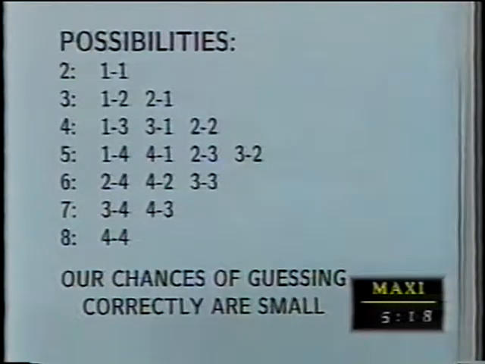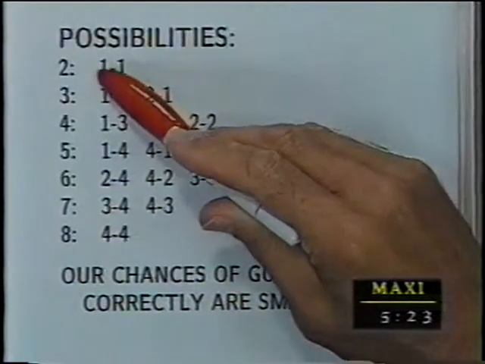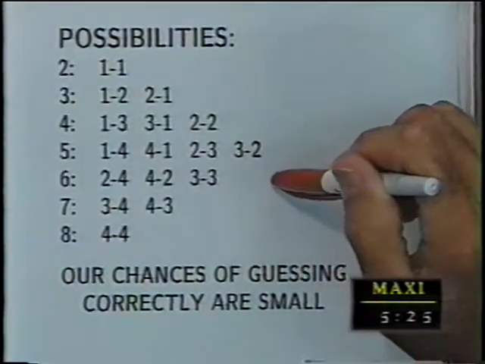Well, the possibilities are you can get a 1 and a 1. That is, I'm using the lowest number on the die so we can distinguish the die.